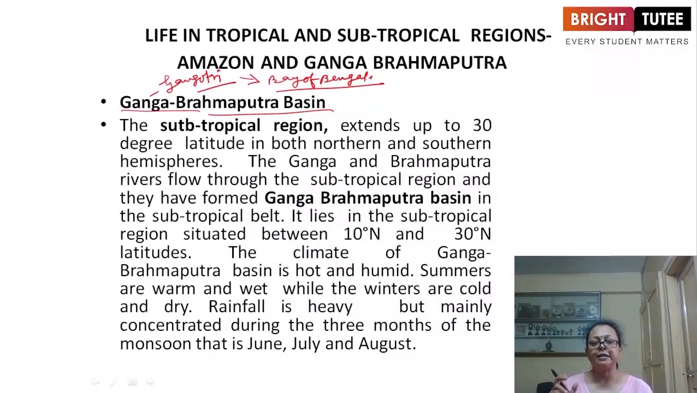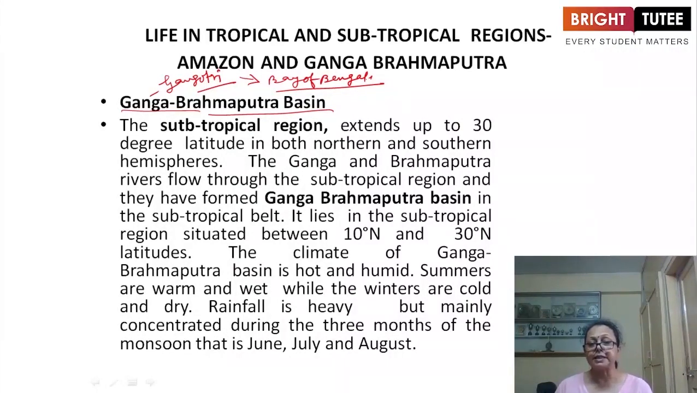and with the entrance of the Brahmaputra river, they form the largest delta of the world and merge towards the Bay of Bengal. After forming the delta, which is known as Sundarban Delta, it merges towards the Bay of Bengal, flows towards the Bay of Bengal.